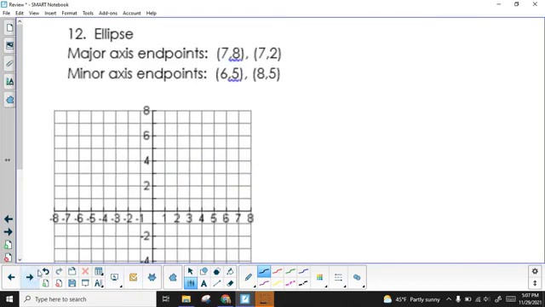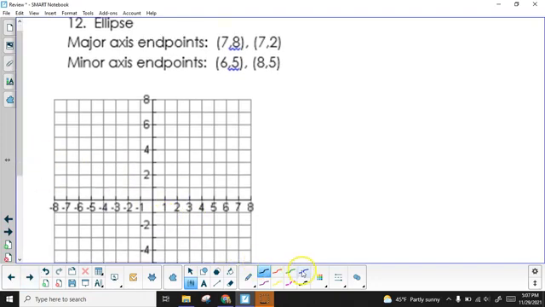All right, moving on to number 12, we have an ellipse. We have our major axis endpoints and our minor axis endpoints. Major axis endpoints are (7, 8) and (7, 2). So this is going to be our major axis right here. And our minor axis endpoints are (6, 5) and (8, 5). So this is our minor axis right here. If you want, you can go ahead and connect them and make that ellipse. We don't need to do that.